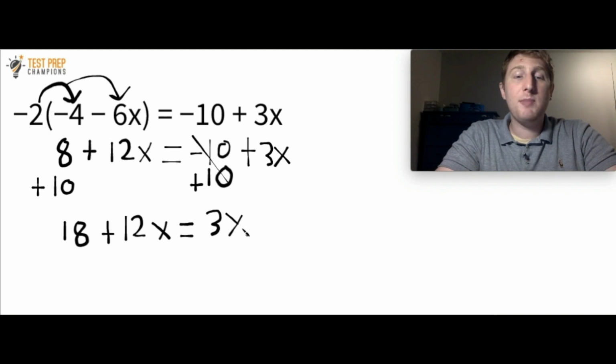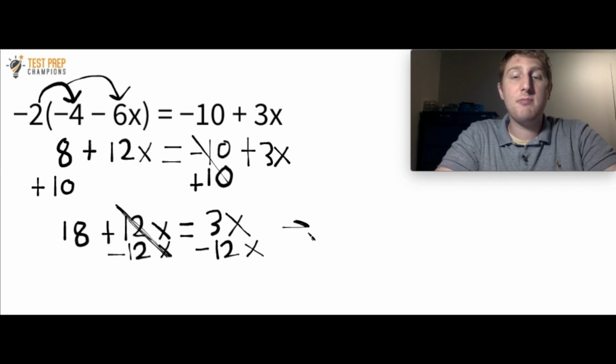So the next move I want to make here is I want to subtract 12x from both sides of the equation. Now, why would I do that? Well, because we have 18 plus 12x, and subtracting 12x is going to cancel that out from the left-hand side. I also, of course, have to subtract 12x on the right-hand side. So if I rewrite this, and I'm going to do it up here where I have more space, I'm going to have 18 equals -9x.